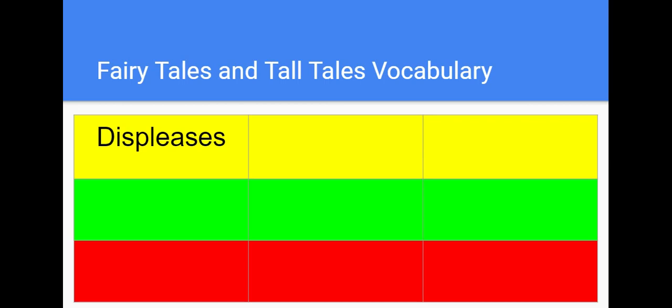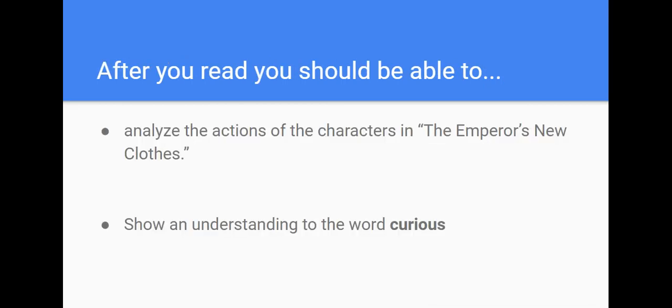We're going to have another vocab word in this read aloud as well to listen to. After today's reading, you should be able to analyze the actions of the characters in The Emperor's New Clothes. That means look at how the characters behaved in this story. And you'll also show an understanding of the word curious, our new word work word for this read aloud.